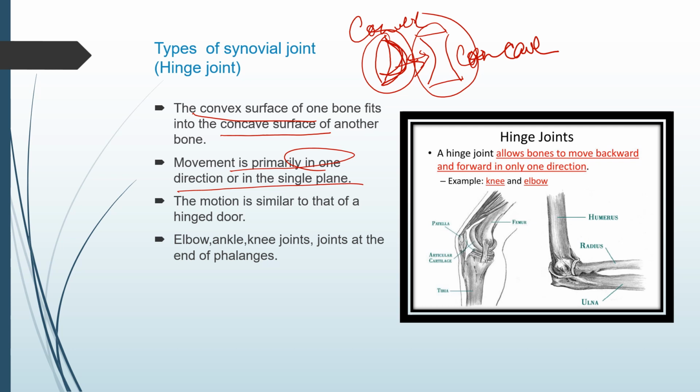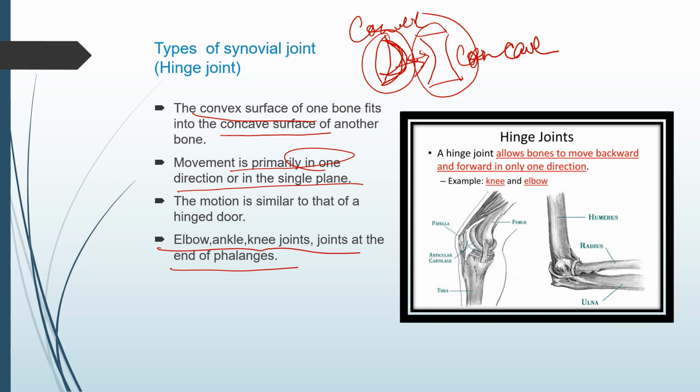Now what are the main joints we can place in this category? They are mainly the elbow, the ankle, the knee joints, and the joints at the end of the phalanges. The elbow, ankle or knee joints all move in one direction and in a single plane. If you try to move a door, it will also not move in the opposite direction.